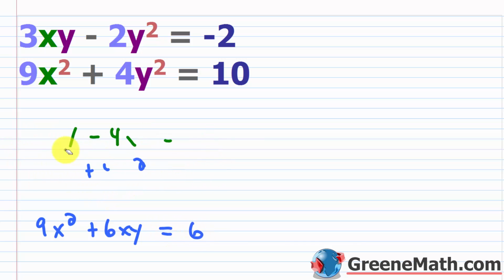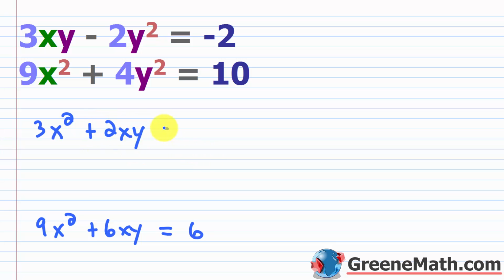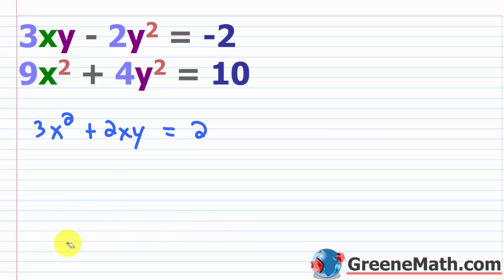Now, before you go any further, realize that you could divide everything in this equation by 3. So 9 divided by 3 is 3. So this would be 3x squared. 6xy divided by 3 would be 2xy, so plus 2xy. And this equals 6 divided by 3, which would be 2. Okay, so I always want to work with something as simple as possible.